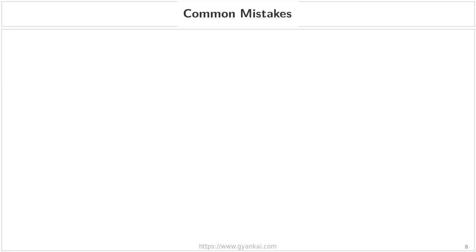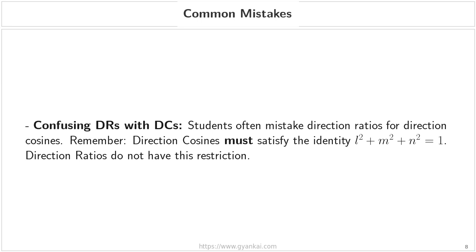Common mistakes. First, a very common mistake is confusing direction ratios with direction cosines. It is easy to mix them up because they are so closely related. However, always remember this fundamental rule. Direction cosines are normalized, meaning the sum of their squares, L squared plus M squared plus N squared, must always equal 1. Direction ratios, on the other hand, are much more flexible. They can be any real numbers and do not have this restriction of summing to 1.